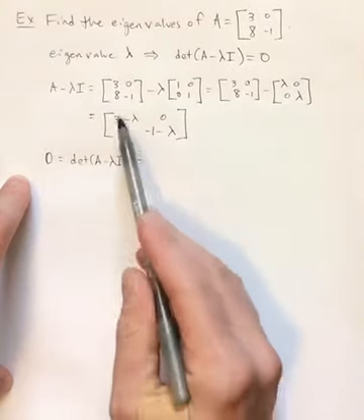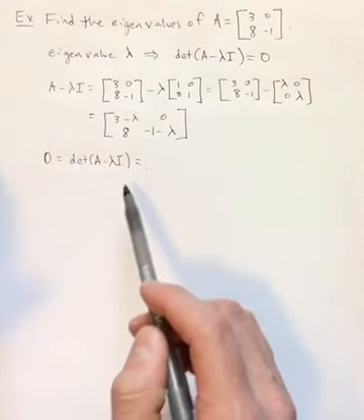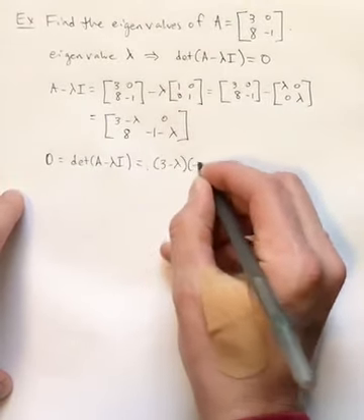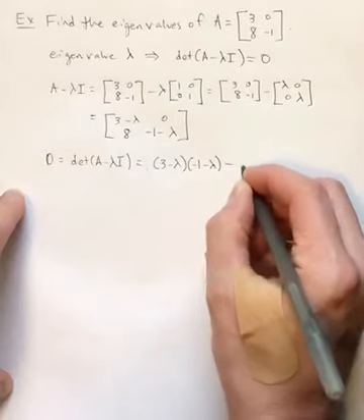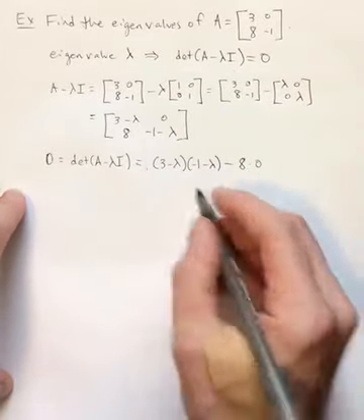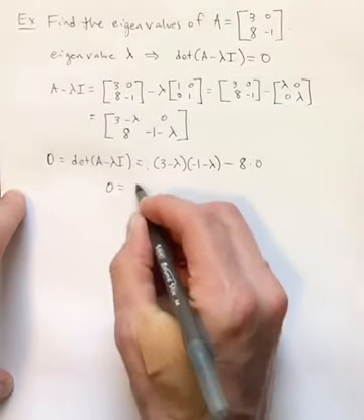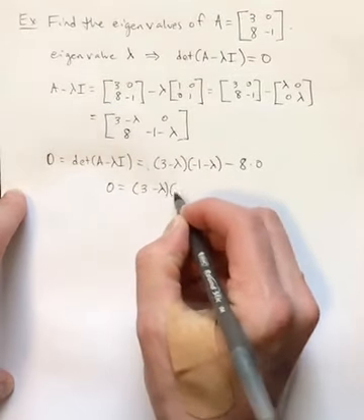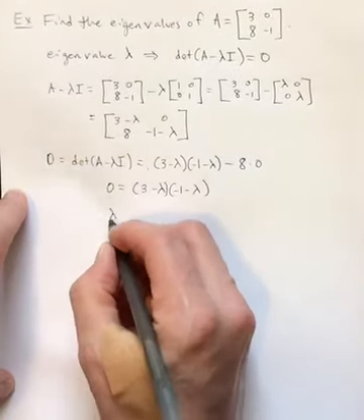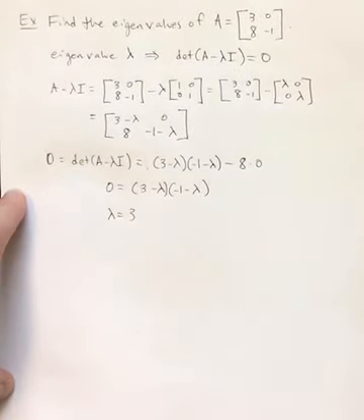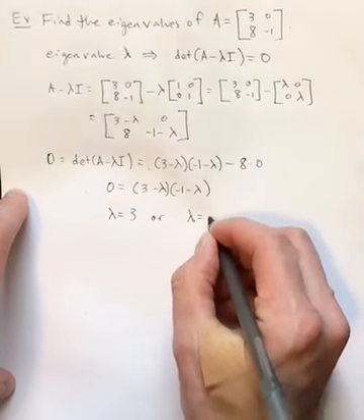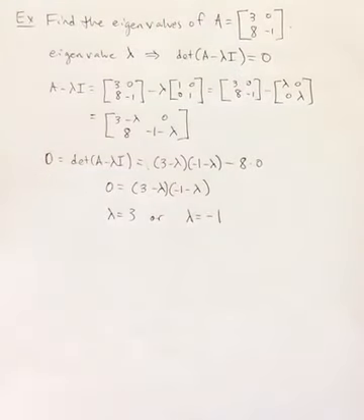And then we can just use the diagonal method here and say that that's 3 minus lambda times negative 1 minus lambda minus 8 times 0. And of course, 8 times 0 is 0, so we are just going to have 0 equals 3 minus lambda times negative 1 minus lambda. So lambda could be 3, or lambda could be negative 1.